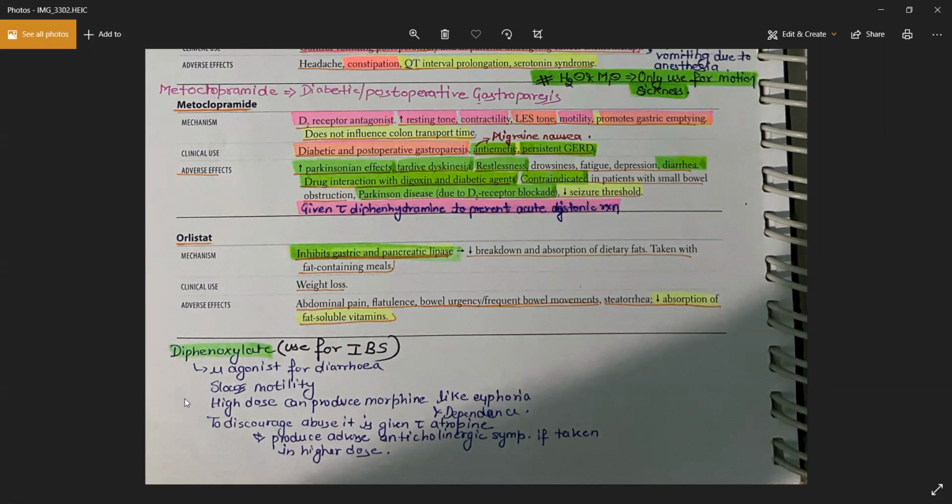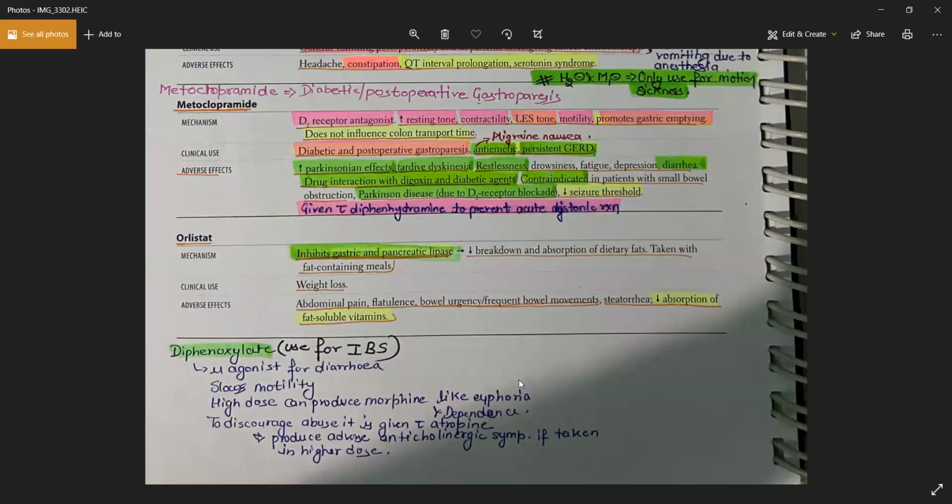To discourage this, they're generally given with the atropine, so that if the patient tries to abuse these drugs, then they will have anti-muscarinic side effects. Okay, and these side effects include the loss of sweating, the high temperature, the loss of saliva, dryness completely, constipation, right, and all other things. So very important, you generally give the diphenhydramine along with the atropine to decrease the abuse of these drugs, because at higher doses, these drugs can promote euphoria also. Is that okay?